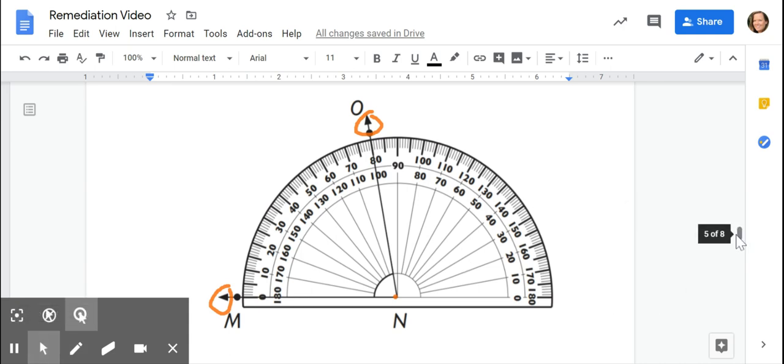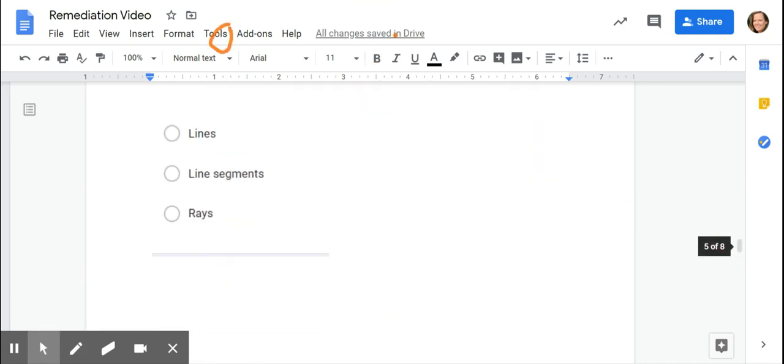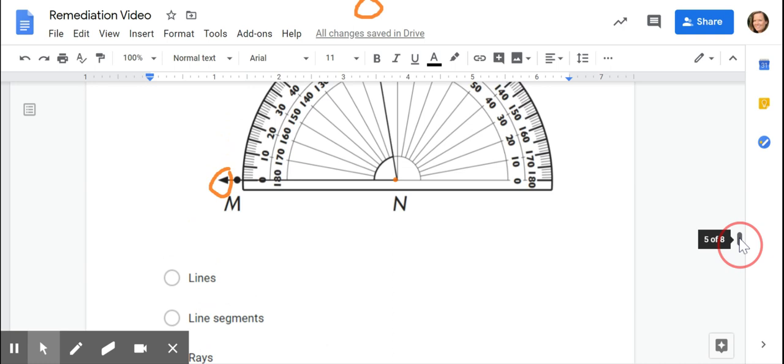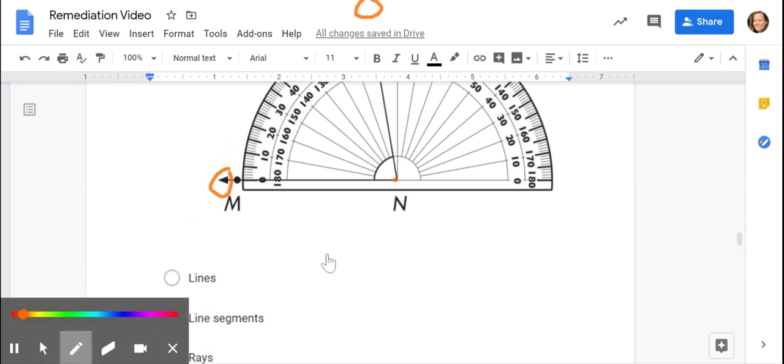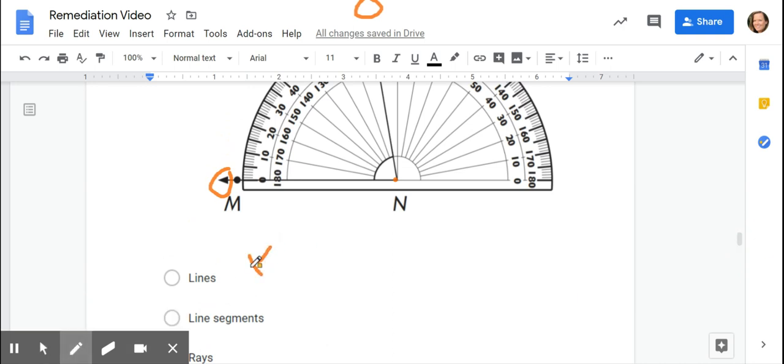Well, what do we know that does that? Lines, do lines have one arrow and one endpoint? Nope, they have two arrows, so it can't be lines. Line segments, well, line segments have two definitive endpoints because they're just part of a line, so like this. So definitely if there's an arrow, it's telling us that's not a line segment.